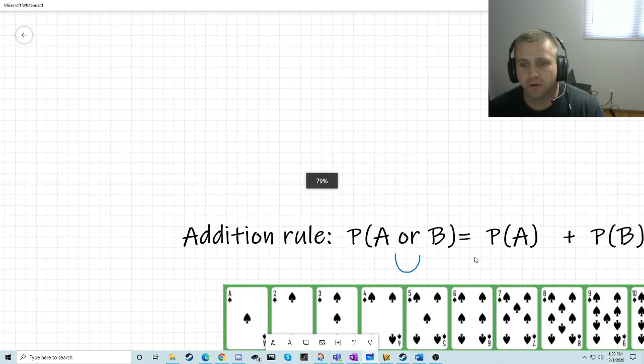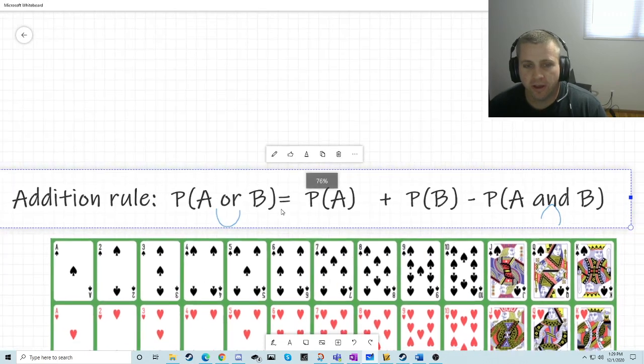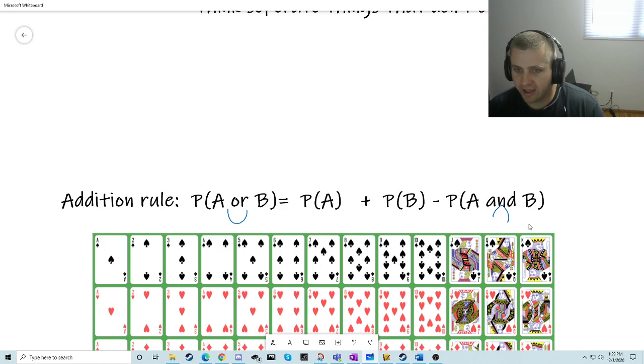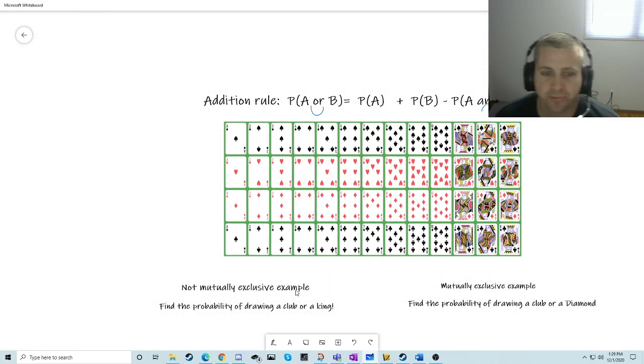So the addition rule overall is this. The probability of A or B is the probability of A plus the probability of B minus the overlap, minus the AND. Or you could also think of it as both. So let's do two examples. We're going to do a mutually exclusive example and a not mutually exclusive example. First we'll do the not mutually exclusive example because it makes the most sense with the formula.